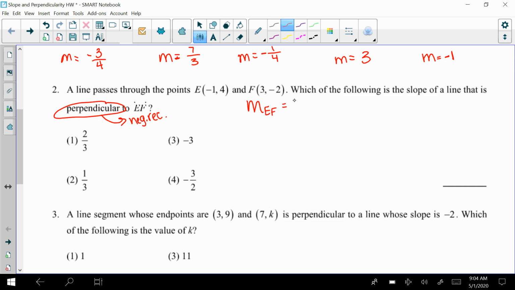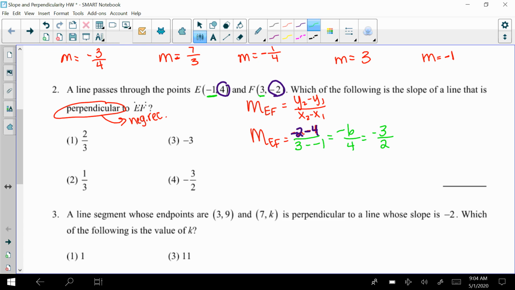To find the slope of EF, I'm just going to use my slope formula, which is the change in y's over the change in x's, or rise over run. So we should be pros at this. Change in y's would be -2 minus 4. These are the y values, -2 and 4, and I'm just subtracting them. And then same thing in the denominator, 3 minus -1. You should get a -6/4, which always reduce if you can: -3/2. Now that's the slope of EF.